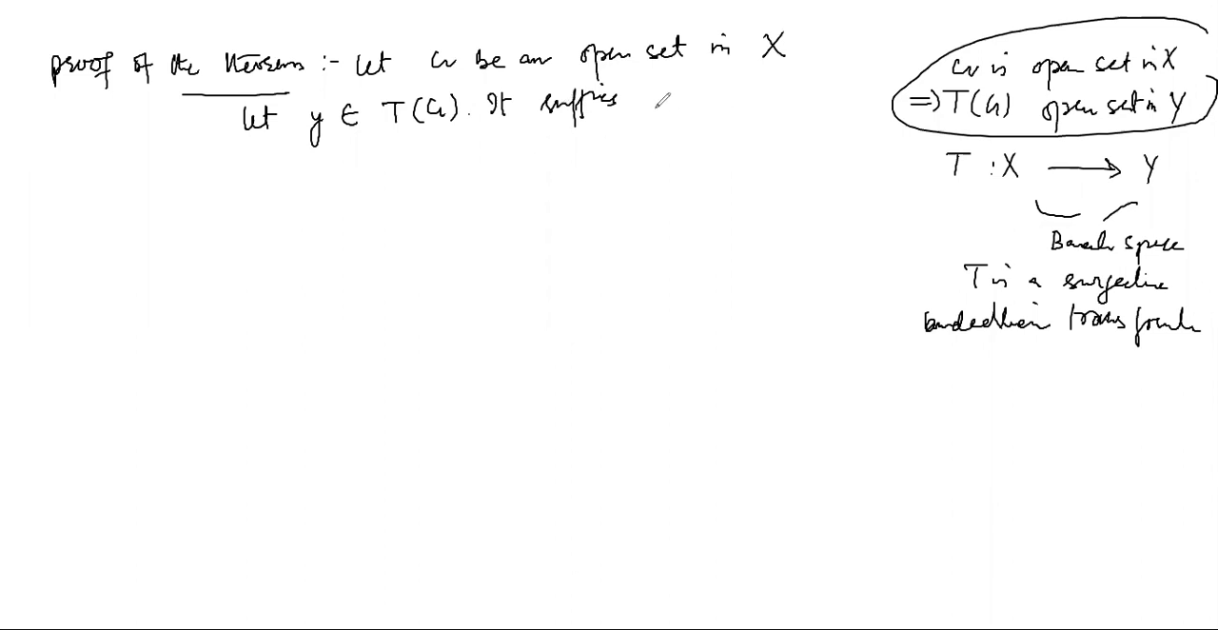So it suffices to produce an open sphere on y contained in T of G. That is all we have to do, and we are done. It will be proved that T of G is open, and we are done.